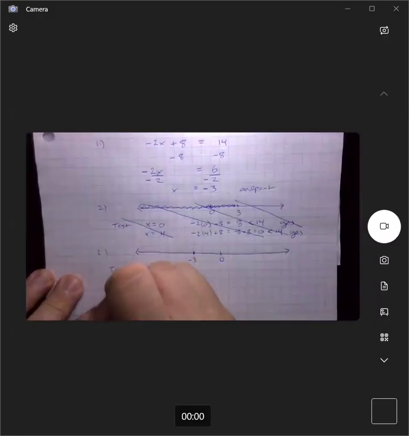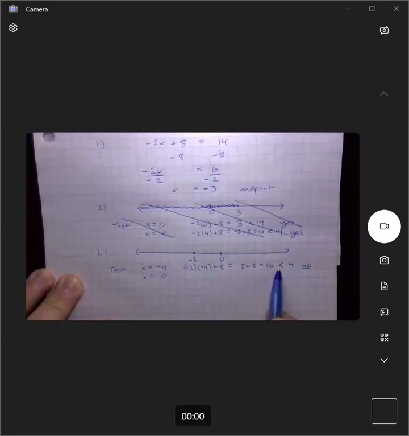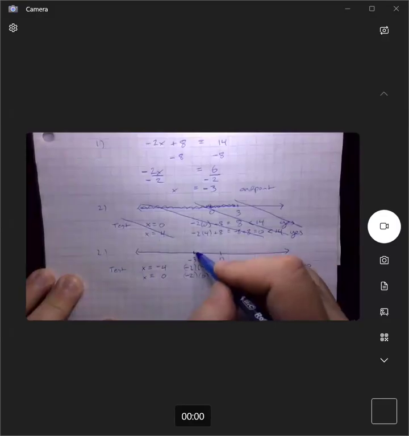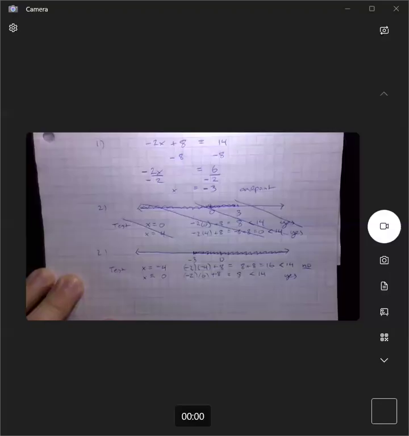So now I'll test a point to the left of negative 3. How about negative 4? And a point to the right of negative 3. How about 0? So I have negative 2 times negative 4 plus 8. That's 8 plus 8, which is 16, which is not less than 14. So this side here has to be excluded. It's not part of the solution set. And I already checked that 0 works. So my solution set is actually there.